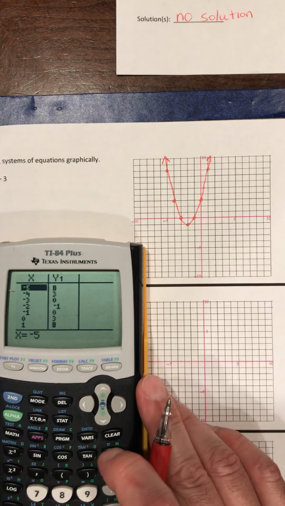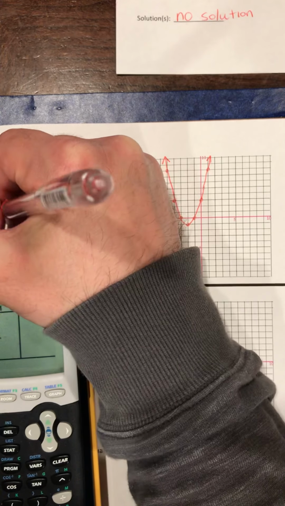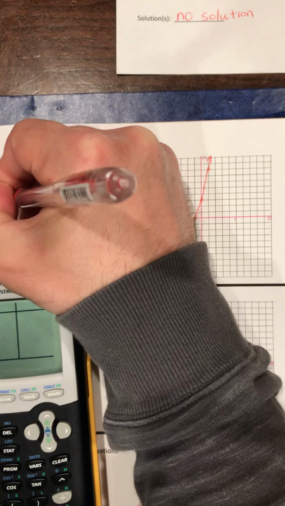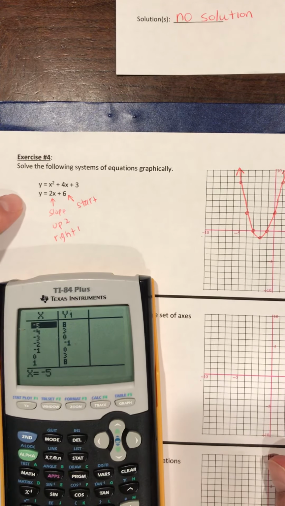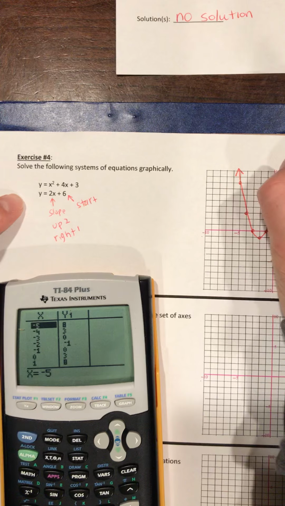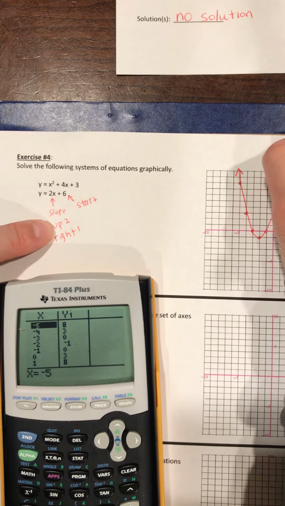And again, you could do slope-intercept. This is your slope, which means you're going to go up 2, right 1, and 6 is your y-intercept, which is where you're going to start. So if you know slope-intercept, it's going to go a lot faster. So we're going to start at 6, 1, 2, 3, 4, 5, 6. And we're going to go up 2 and over 1. Up 2 and over 1.